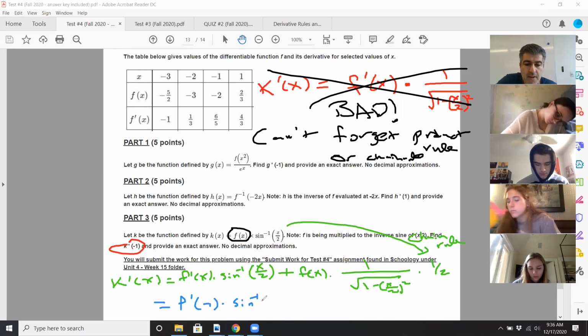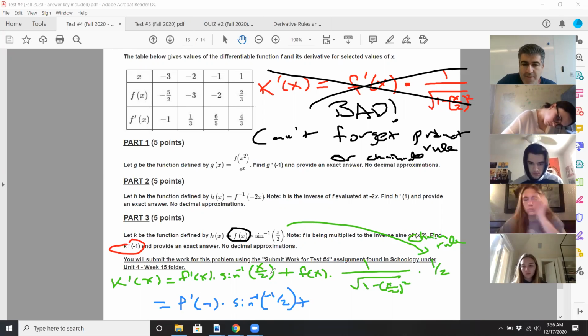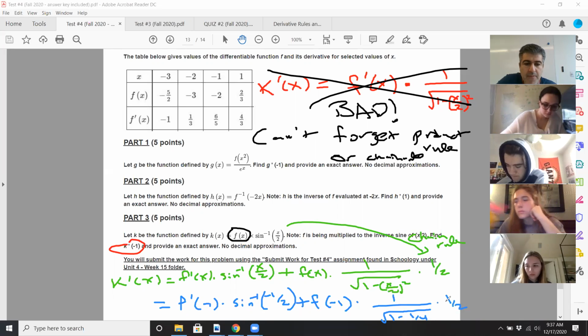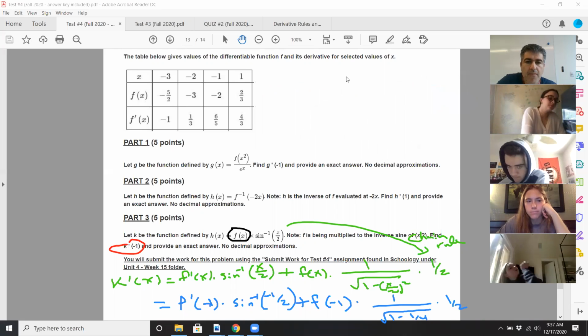Inverse sine of -1/2, which you can use your calculator for if you want. I don't care. But you should know it from the unit circle anyway, because this could be a non-calc on an AP exam. f of -1 times 1 over the square root of 1 minus 1/4. If you plug a -1 in, you have (-1/2) squared, you get 1/4. And you got times 1/2 over here as well. If you keep moving, let me erase the stuff up top now, because I need that space.